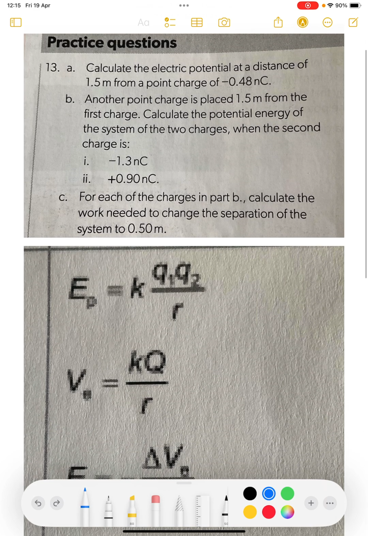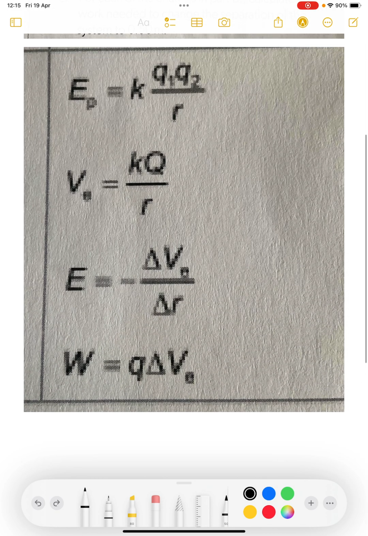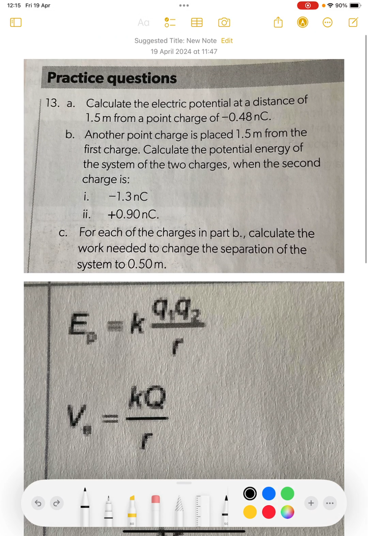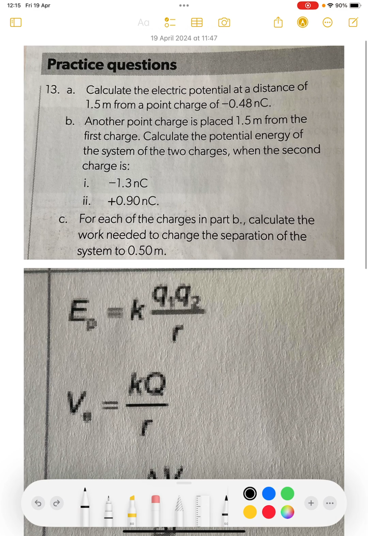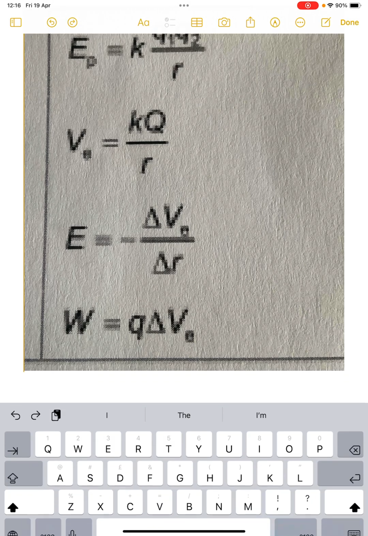There we go. And here are the relevant bits from the data sheet. So I'm going to work through this now. I might have to go up and down a bit, but stick with it. Calculate the electric potential at a distance of 1.5 from a point charge of minus 0.48 nanocoulombs.